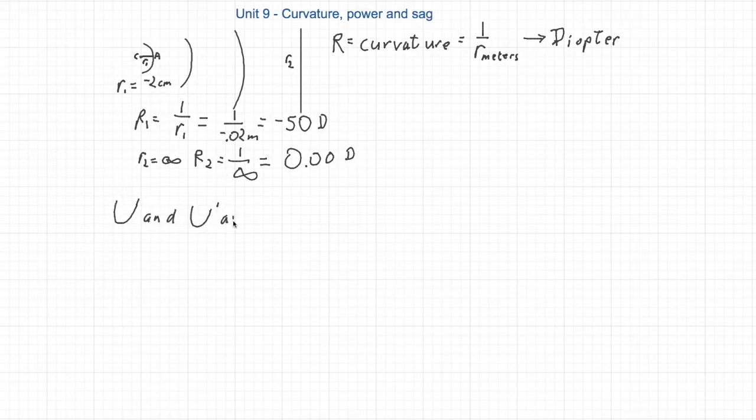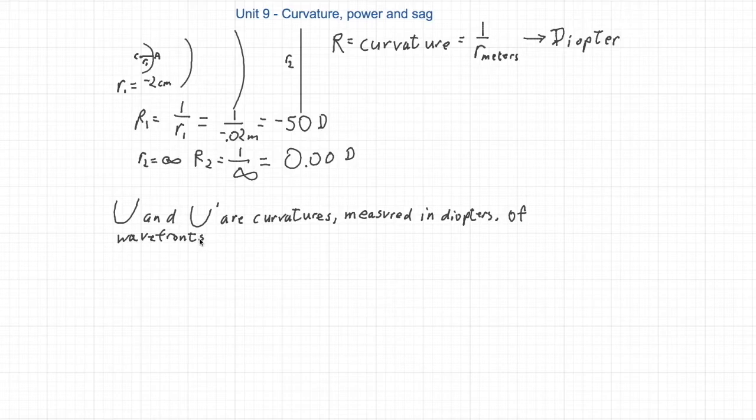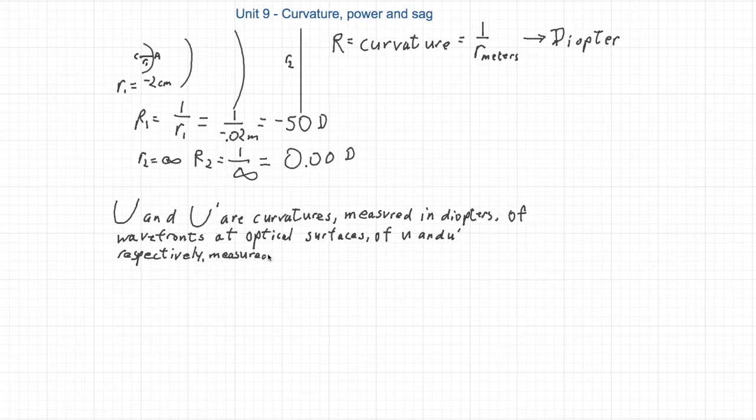Big U and big U prime are the curvatures of wavefronts that strike an optical surface or come from an optical surface. They're also measured in diopters. So remember, we measure object and image distances. We call them little u and little u prime. They have to be measured in meters in order to establish what big U and big U prime are in diopters. So here's an example.